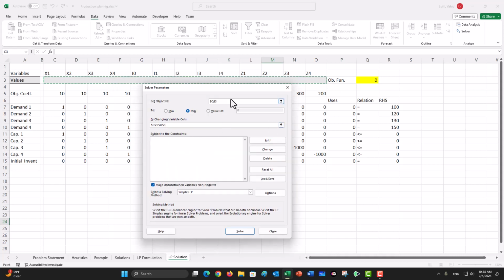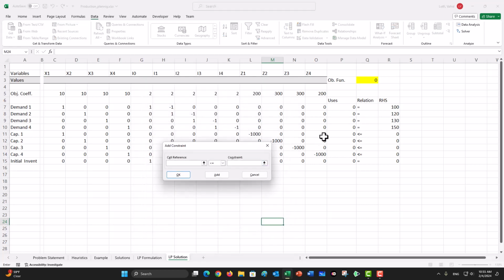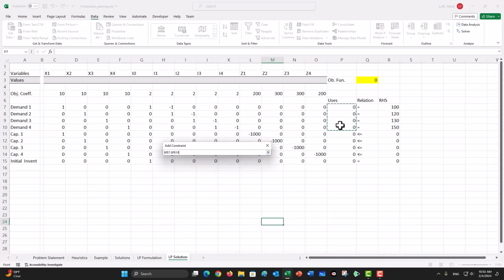We can set that. Now we have to add our constraints, and our constraints, the first four, the relationships are the same, so I can actually highlight them. The set references right here, the first four, because they're all equal to the right hand sides, which are here, and that's our first set of four constraints. Now we'll go ahead and add the next set of constraints, four constraints. We'll highlight the next four, which are here, and the relationship less than or equal to the right hand sides.